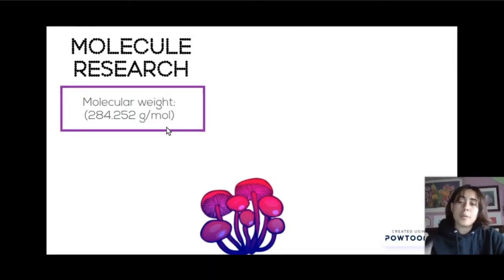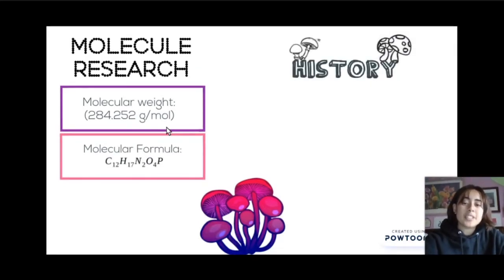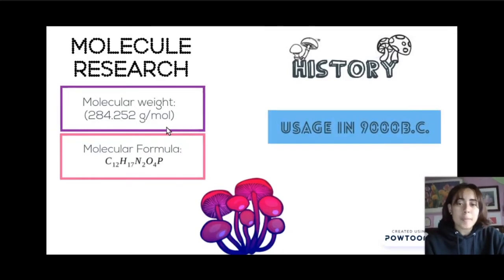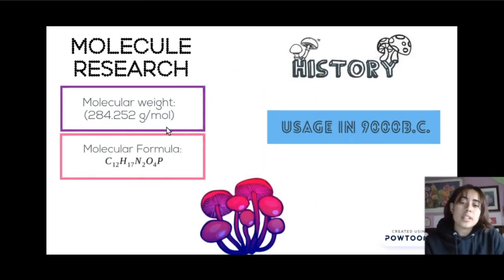Molecule research. The molecular weight of psilocybin is 284.252 grams per mole, and this is the molecule formula. Some historians believe that magic mushrooms may have been used as far back as 9000 BC in North Africa. Indigenous cultures, based on representations in rock paintings, statues, and other depictions of what appears to be mushrooms.